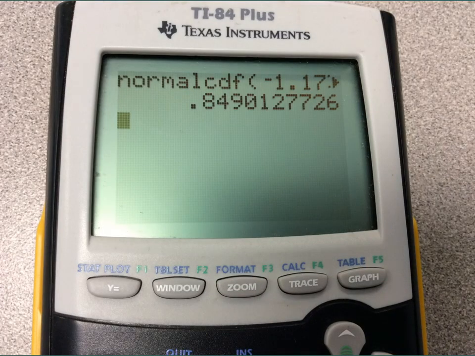And when you do, this is what you'll see. This number right here is the probability that it'll fall between those two scores. They want you to round to the nearest thousandth, so 0.849. So basically there's an 84.9% chance that her next race will fall between 37 and 44 seconds. Now let me show you if your calculator does it the other way.